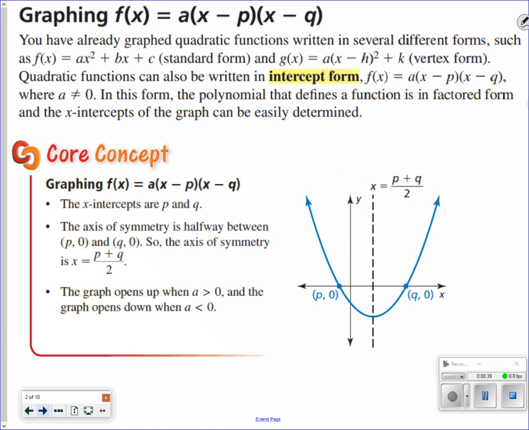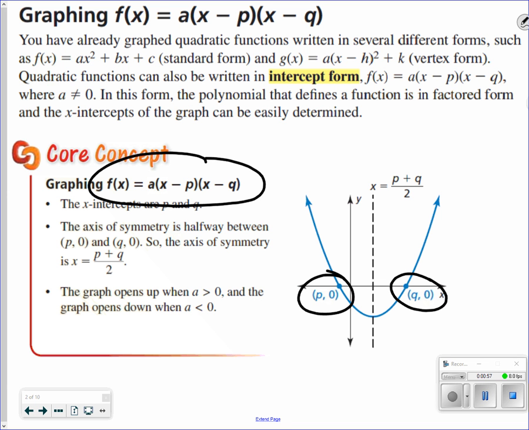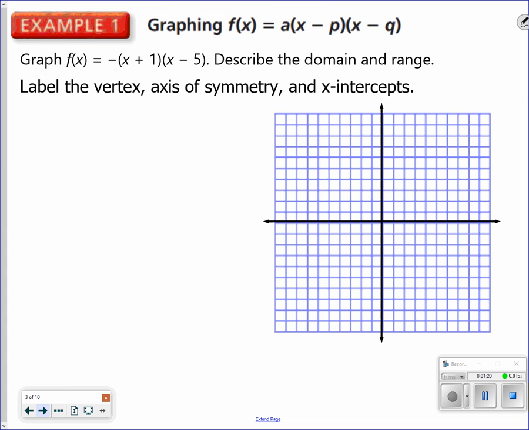So you already have graphed quadratic functions written in several different forms. They were standard form and vertex form. Today we're going to talk about, again, intercept form. When it is in this form, the p and the q are the x-intercepts. So that gives you 2 points. And then all you have to do is find the halfway point between, because remember, parabolas are symmetrical. So the midpoint between the x's is where the axis of symmetry would occur, and then all you have to do is plug that value back in to find the vertex. So here we go.